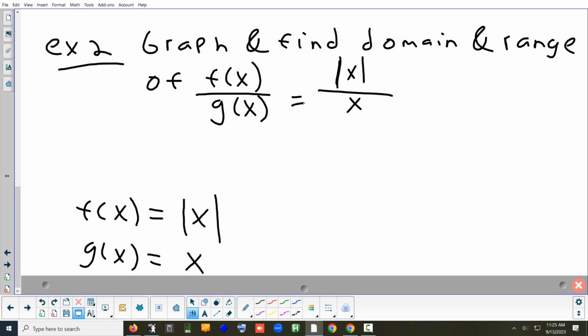Well, let's start with the domain. Is there any number that you are not allowed to plug in for x here? Zero. Yeah, you can't plug in 0. Is there anything else? I don't think there's anything else. With this equation, the only one that we can't have is 0. Because the absolute value on the top doesn't matter, the top can be anything. It's just the bottom can't be 0.